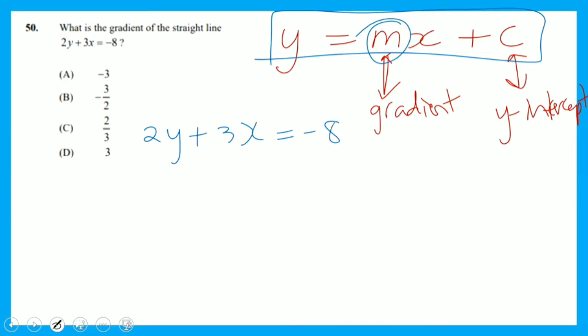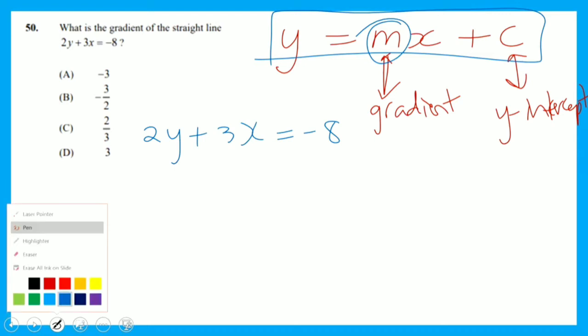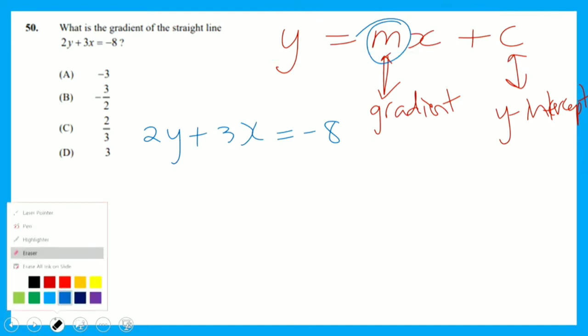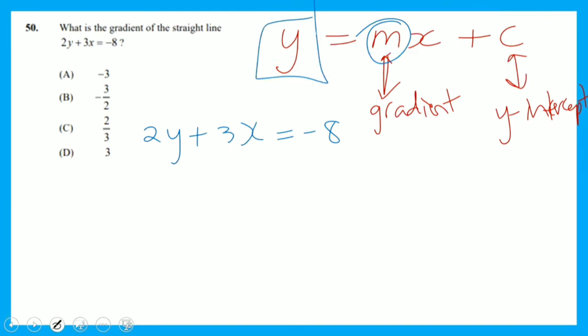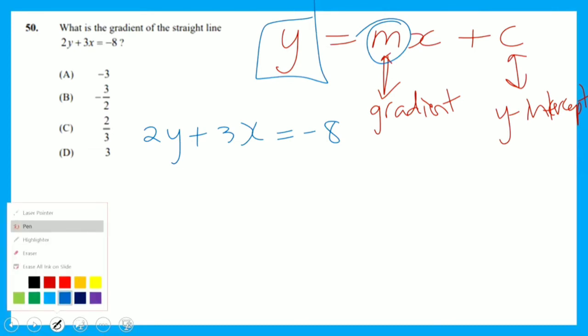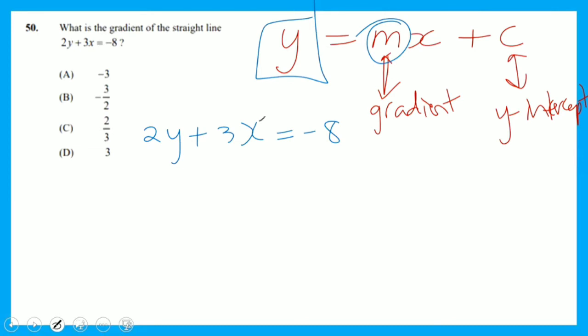And we are going to rearrange so that y becomes the subject of the formula. Clearly, that is what we need. Y should be on one side by itself. So let's get rid of 3x first. So that's -3x minus 3x. 2y equals -8 minus 3x, right?